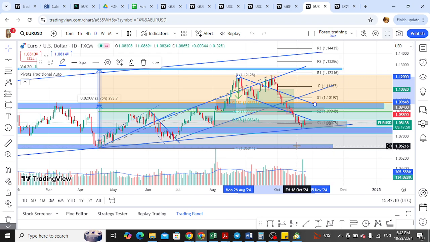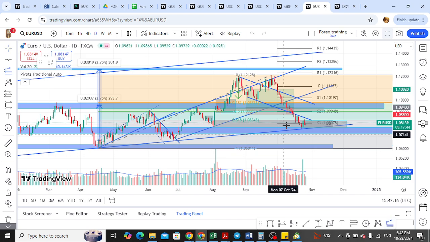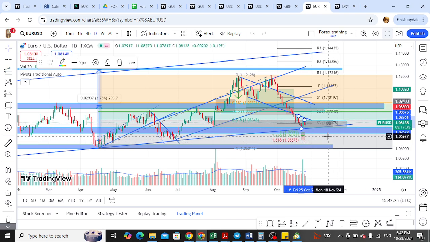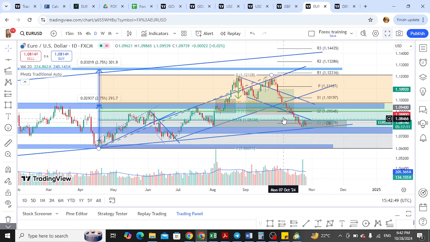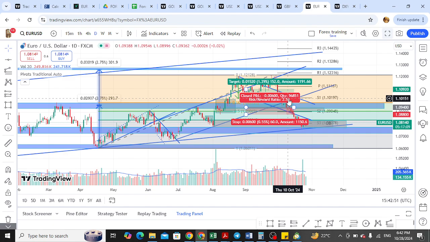Now, is there an ABC? I think there is. So let's look at this ABC, A, B, C. Now this is another area where it can go to. If it reached this price, then it is more likely that it will bounce off it up. But I feel that this is not going to be the case. I feel that this is going up. Let me check another Fibonacci extension.